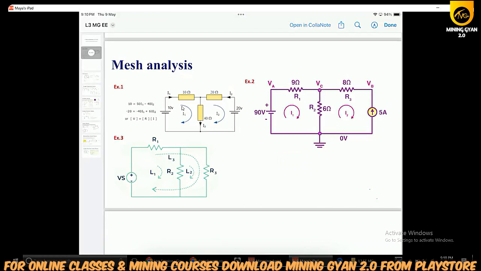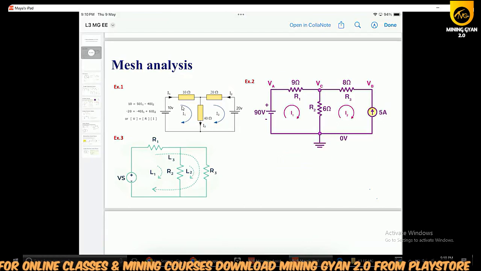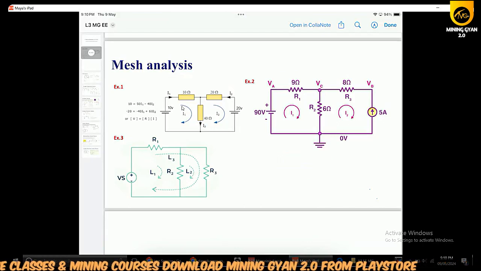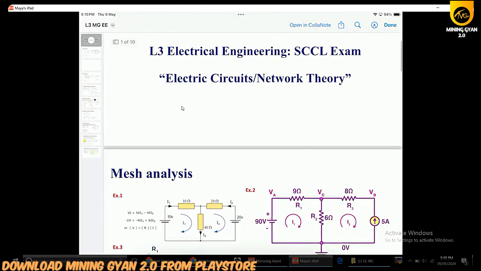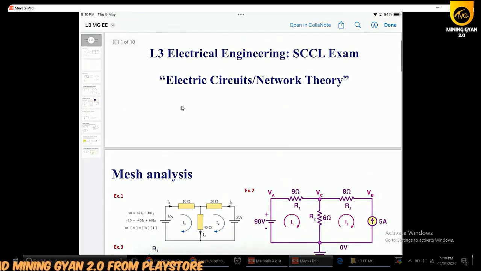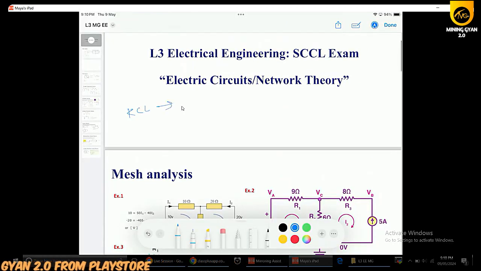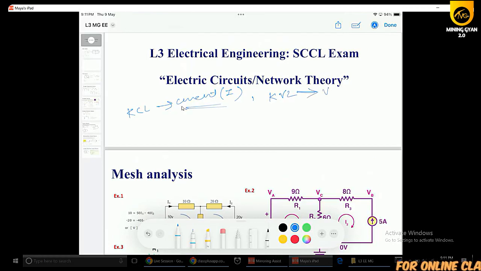Yesterday we already studied KCL and KVL, the two basic laws called Kirchhoff's current law and Kirchhoff's voltage law. Remember that Kirchhoff's current law is applicable to calculate the current I in a given circuit. KVL is applicable to calculate the voltage V.